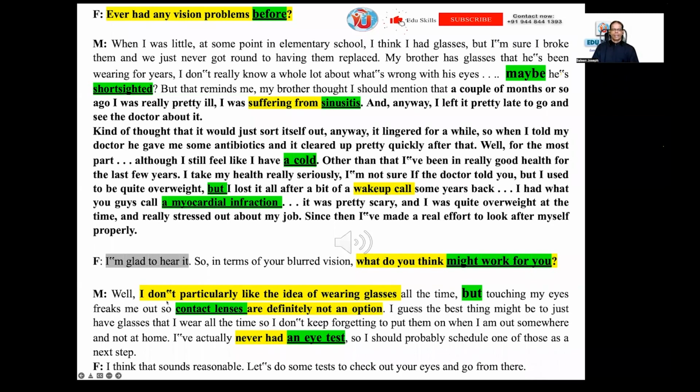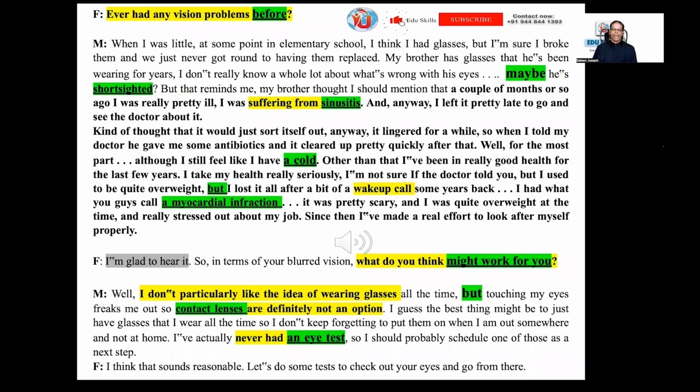So he says, I don't particularly like the idea of wearing glasses, but there is a contrast. So the idea is changing. I don't like it, but touching my eyes freaks me out. So contact lenses are definitely not an option. Negative meaning. Though I don't like wearing glasses, I dislike contact lenses even more. See, there is a contrast. So what is he looking for? I guess the best thing might be to just have glasses that I wear all the time. So I go for glasses, not contact lenses. That is the answer there.